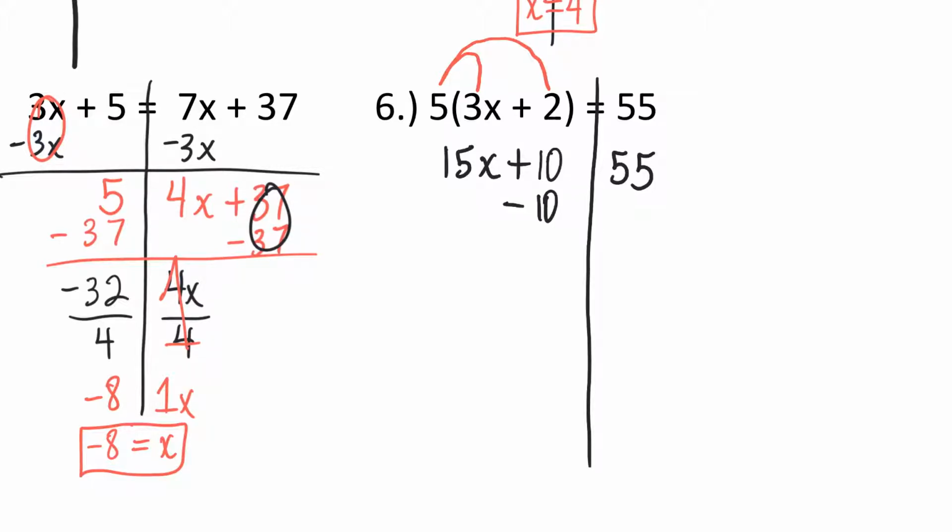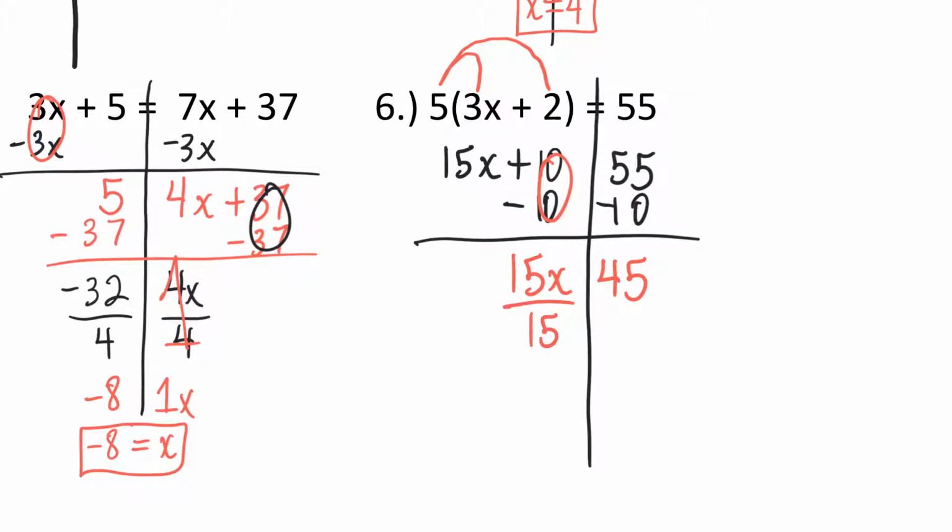Good. Subtract 10 from both sides. And so right here, the 10 minus 10 is what? 0. So 15x plus 0 is 15x. And then 55 minus 10 is 45. Then divide by 15 on both sides. This turns into a 1, 1x. And 45 divided by 15 is 3.